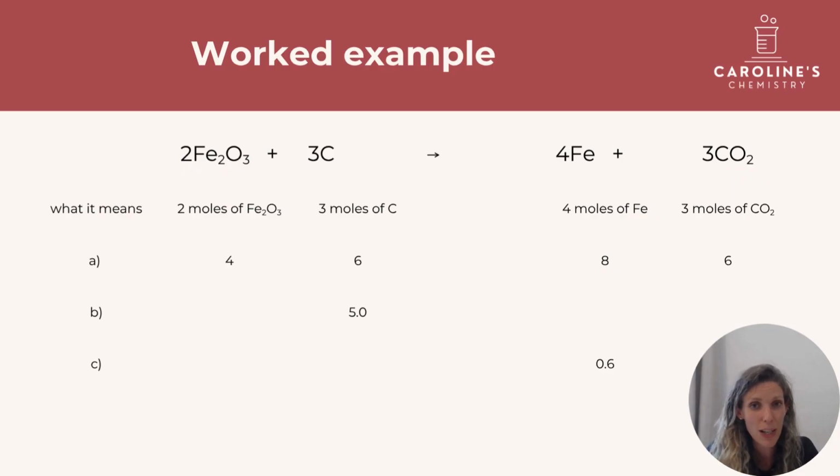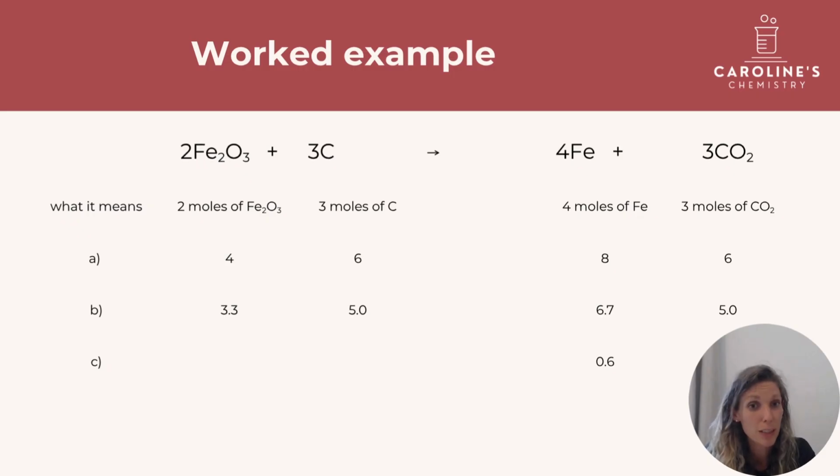The carbon to iron ratio is 3:4. So I'm going to take that 5, divide it by 3 and times it by 4. For the carbon dioxide, that's just a 3 to 3 ratio, so that's just 5 moles. So pop that into your calculator if it's a little bit too much to do in your head. To recap, we took that 5 moles of carbon, divided it by 3 and then times by 2 to find the moles of the iron oxide. To find the moles of the iron, we divided by 3 and then times by 4. And then for the moles of carbon dioxide, it's just 3 to 3, which is the same as 5 to 5.